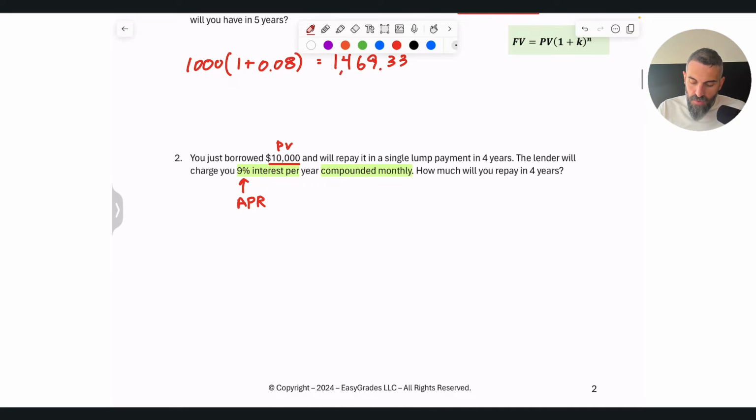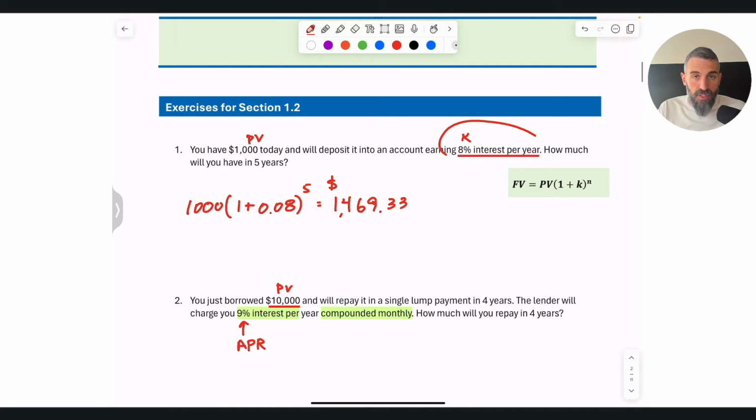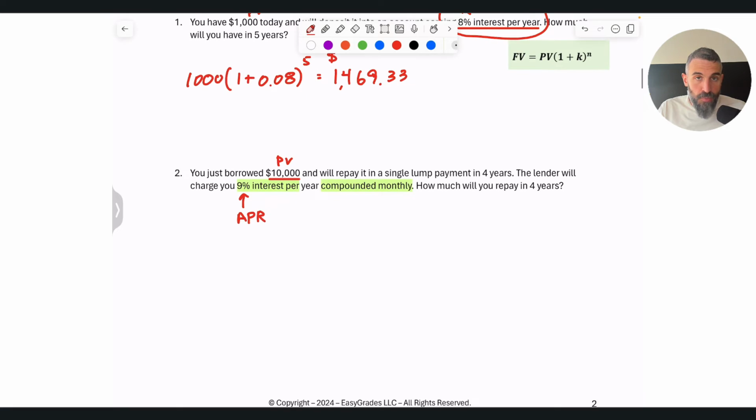Look at the difference between this one and the previous one. Here I just said 8% per year. I didn't say 8% per year compounded monthly or compounded daily. I just said 8% per year. That makes that an effective annual rate. That is the actual interest, the actual K that you should be using. But if I say 9% interest per year, compounded monthly, this is an APR with an M, a compounding frequency of 12.